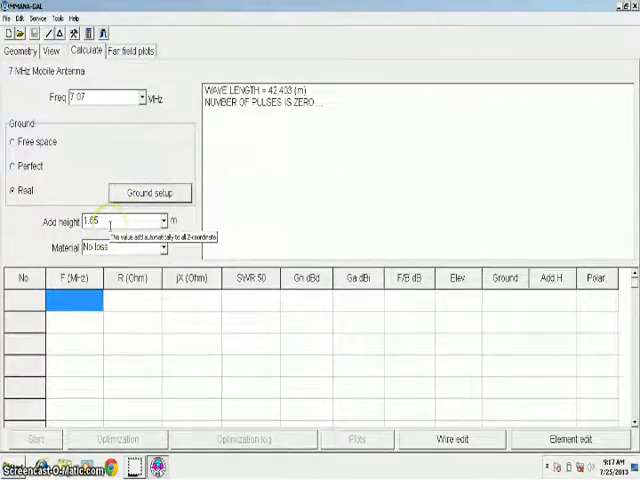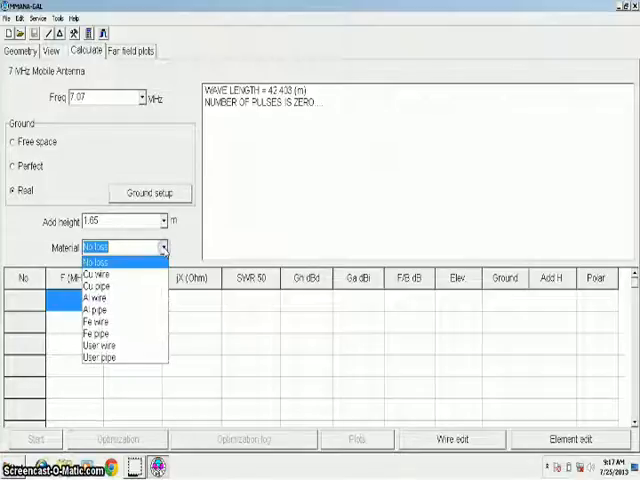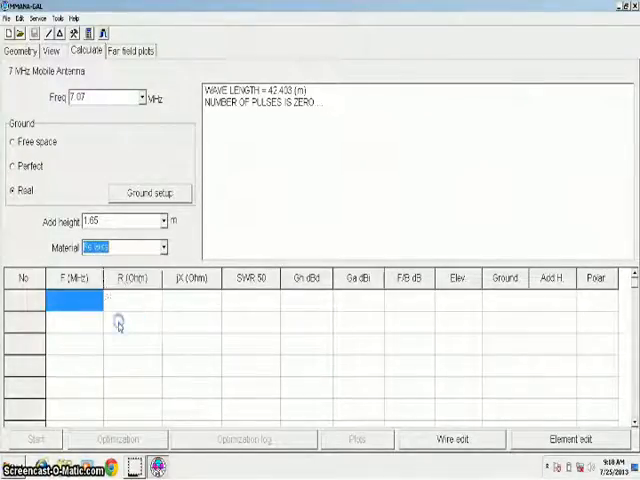And the height of car roof, for example 1.65 meters, and with material used here I assume copper wire or ferrum wire. Okay, let's draw the antenna.